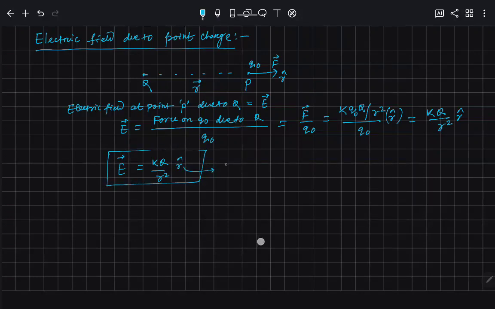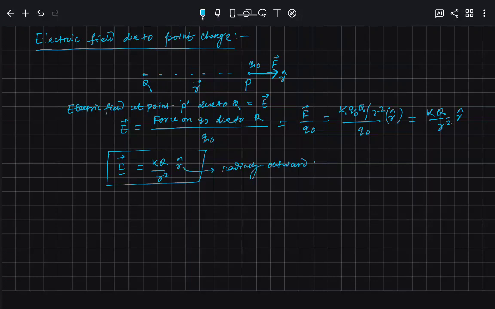R cap is defined as radially outward, right? This is radially outward means you see here, this is Q charge, and this direction is radially outward. So the electric field due to a point charge Q, capital Q, at a point P is defined as the force on Q naught due to Q divided by Q naught. Clear?